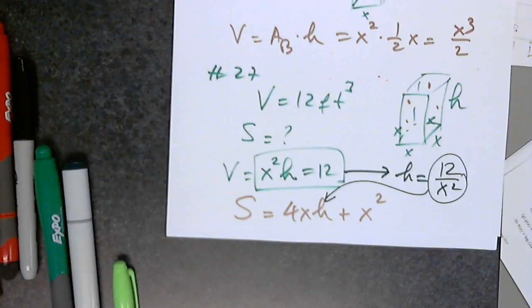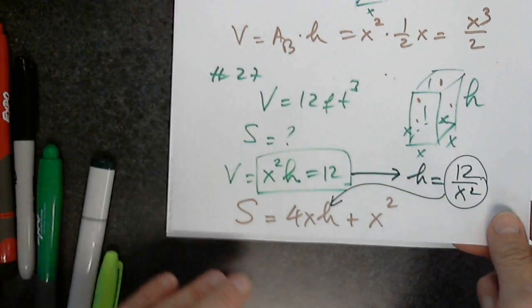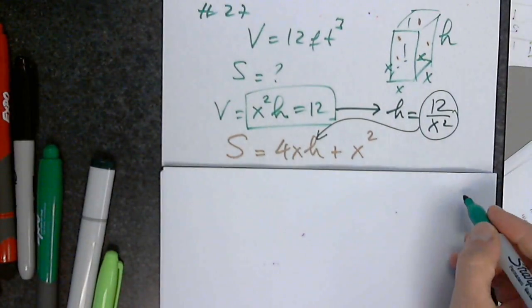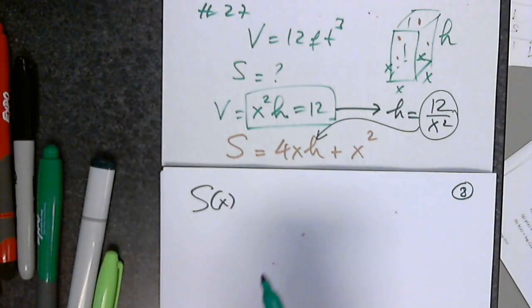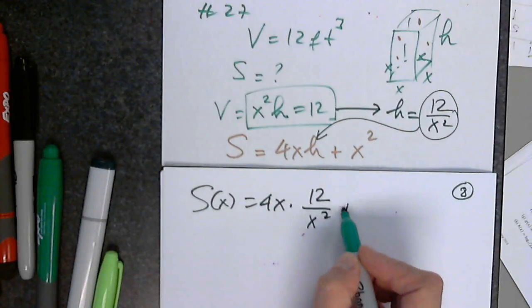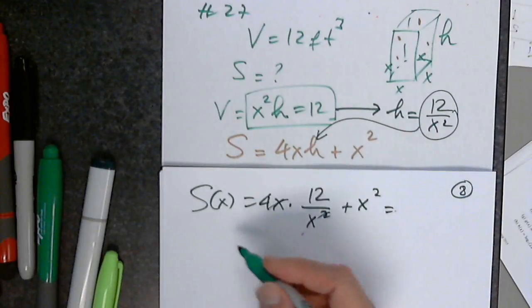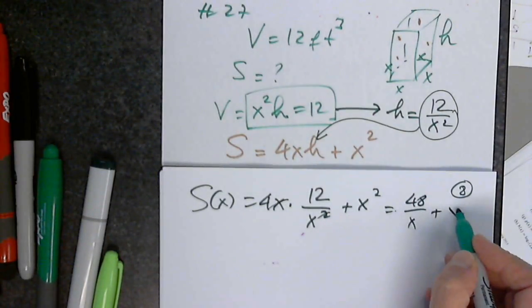Because I'm asked to create a function that represents the surface area of the box. And of course, it's a function of one variable only. So therefore, S of x, it's a function of x. So I have 4 times x multiplied by 12 over x squared, plus x squared. Then I simplify by x. I can, because x cannot be 0. So then I get 48 divided by x plus x squared.